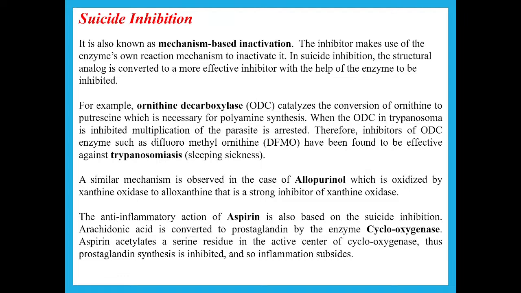But in many places and many books this is also highlighted under suicide inhibition. At the top of the slide it says that in suicide inhibition there is a structural analog which is converted to an effective inhibitor. Yes. So can we say that if an inhibitor does not get converted into some other compound, then it is competitive inhibition, and if it gets converted it is suicide inhibition? It is right in that way, but both are taken into account, because it is thought that a similar mechanism may not happen in the case of allopurinol, which is given under competitive inhibition.